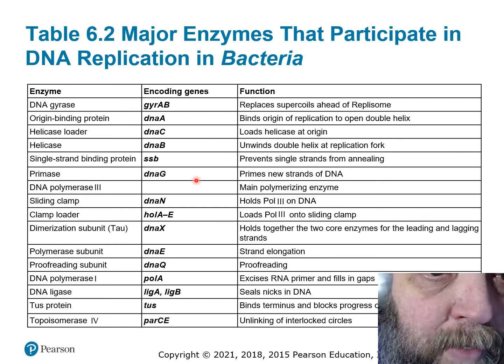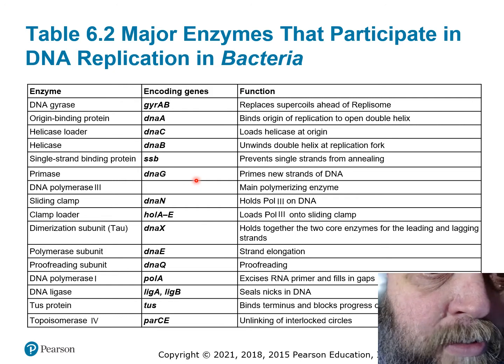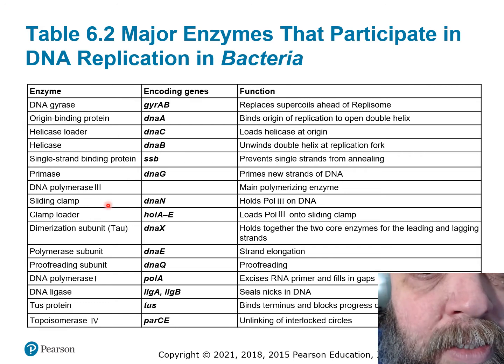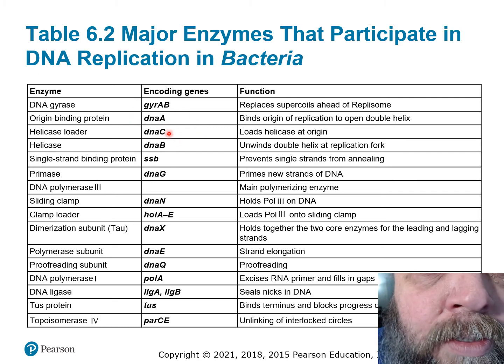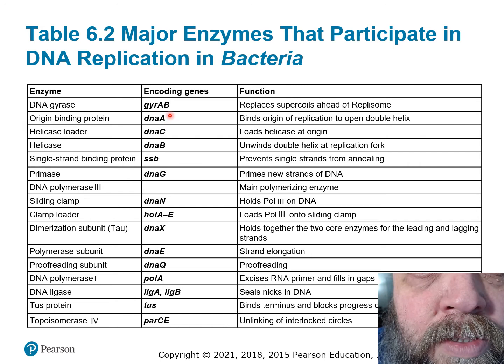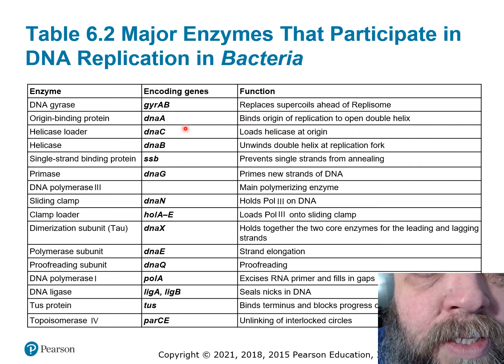Here are all the major players you're going to see in bacteria: primase, DNA polymerase III, DNA N, gyrases, DnaA. We've talked about DnaA before. Remember, this is the one that binds at the origin and starts off the whole origin of replication thing. DnaB, C, and so on and so forth.